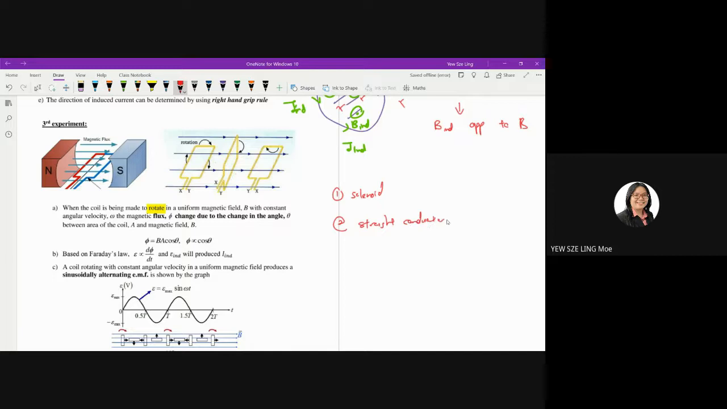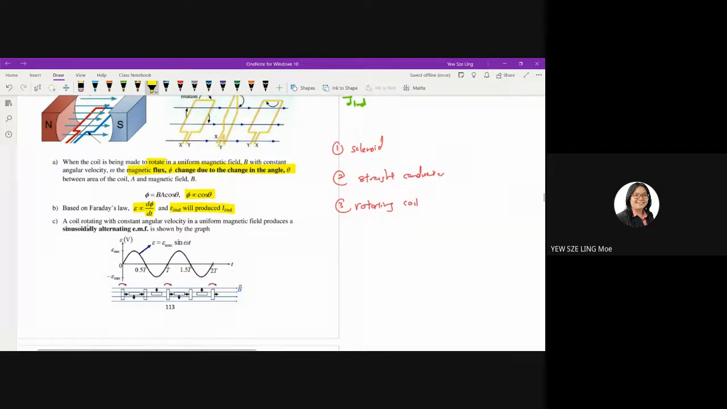Okay, straight conductor. Experiment number 3, we have a rotating coil. What does it mean by rotating coil? If you have a rotating coil, as it rotates, it will change the angle. So magnetic flux changes due to the change in the angle between vector A and vector B. Because flux is proportional to cos theta, based on Faraday's law, when there's a change in the magnetic flux, induced EMF will be generated, and thus it will produce induced current.